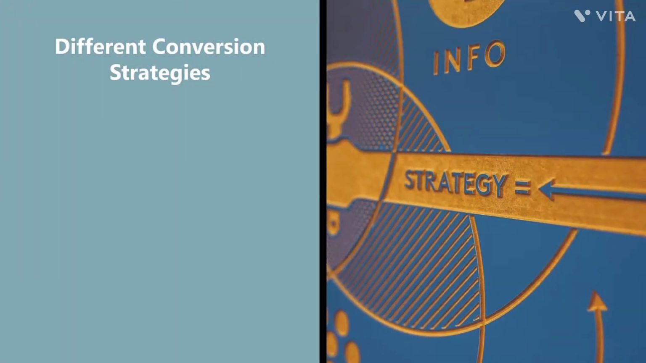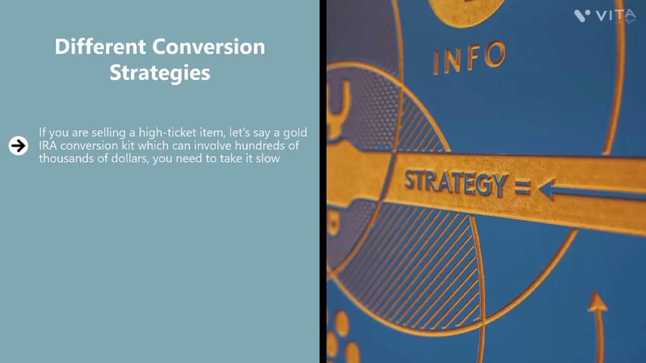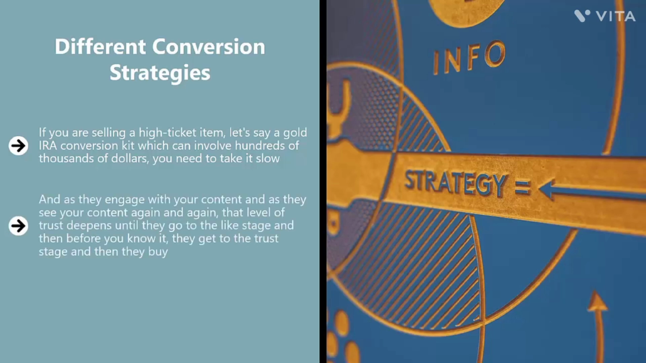Different conversion strategies. If you are selling a high-ticket item, let's say a gold IRA conversion kit which can involve hundreds of thousands of dollars, you need to take it slow. You need to basically drip feed information to your audience so they can build trust over an extended period of time. And as they engage with your content and as they see your content again and again, that level of trust deepens until they go to the like stage, and then before you know it, they get to the trust stage and then they buy. Of course, this is not guaranteed. This is not a slam dunk. But you have to get the process going considering the dollar value of the transaction.